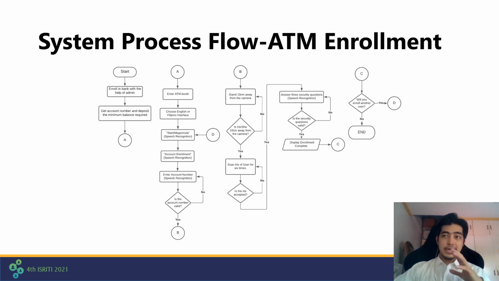Once the iris is accepted, the user will be asked to provide three different answers for three different security questions. If their answer is not valid, they'll have to re-enter. But if it is valid, the screen will prompt that the enrollment is complete. The system will also ask the user if they will be using the same type of services again. If they are, they'll just repeat the whole process, but if not, that will be the end of their transaction.